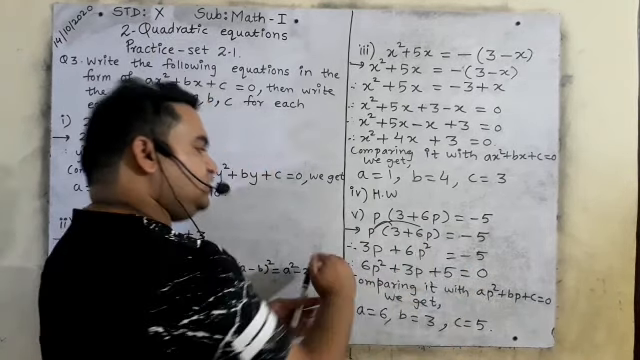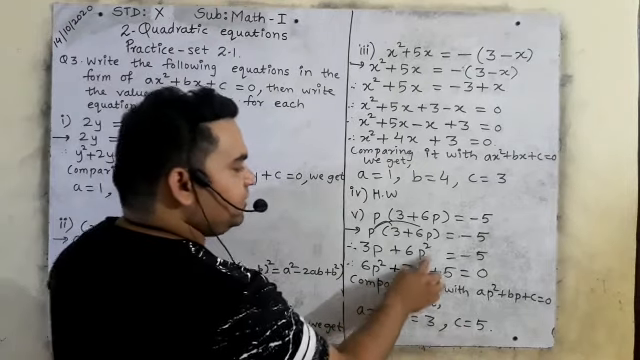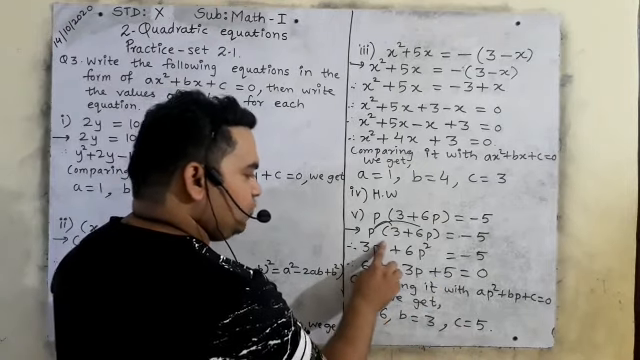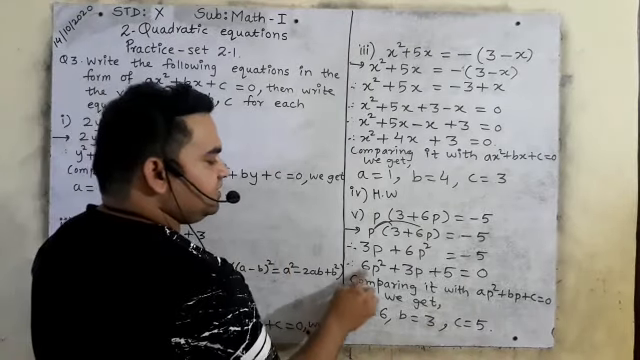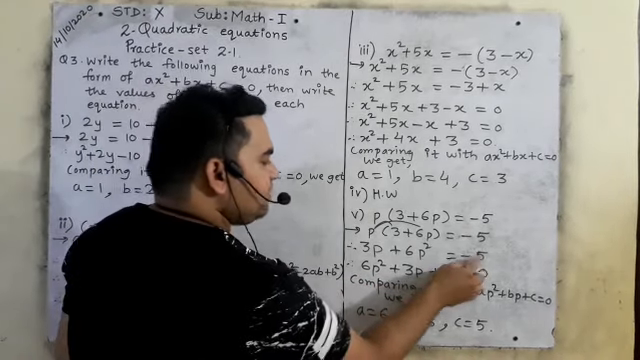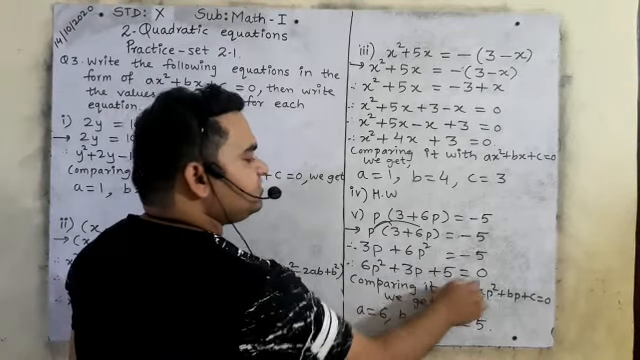Then we have to arrange it in the standard form. First we will take the p squared and then p to the power 1. Then this minus 5 will come. Everything will come to the left hand side. See, 6p square plus 3p. This minus 5 will come here. It will be plus 5 is equal to 0.